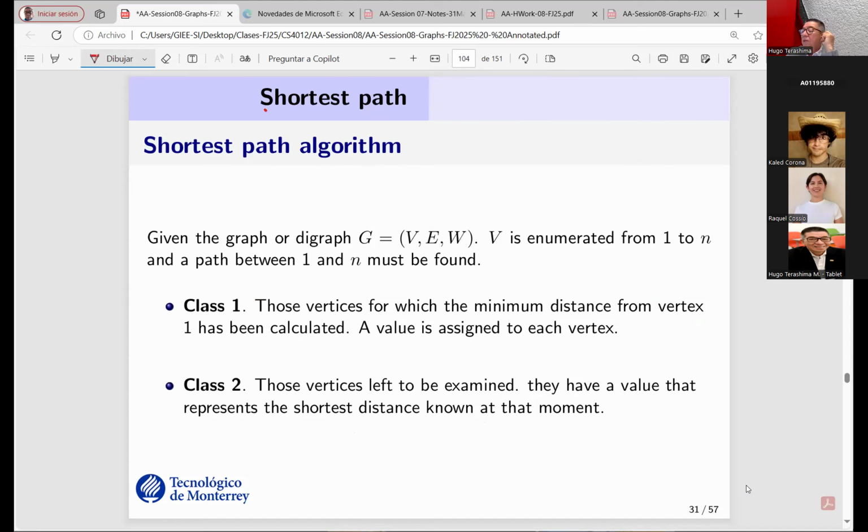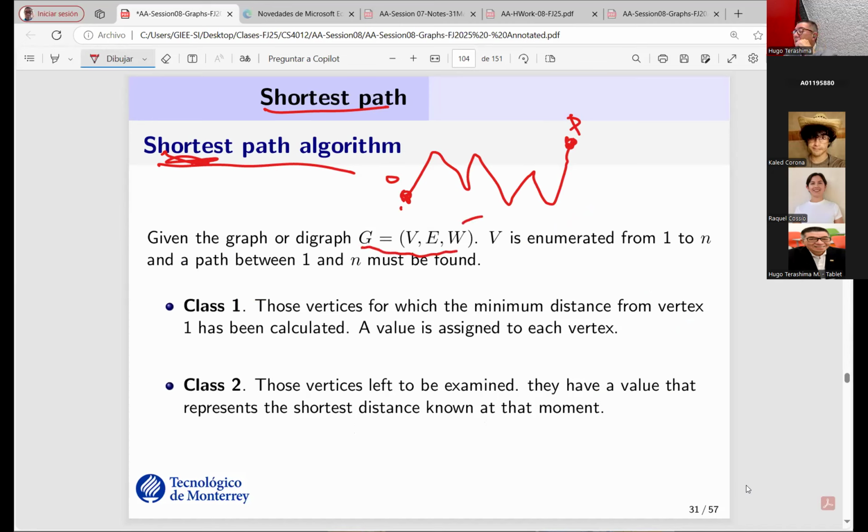Now we're going to move on to a second problem, which is the shortest path algorithm. The shortest path is you have the origin here, and you have the destination there. And then you want to find a path that connects the origin and the destination, but with the idea that it is going to be the minimum, the shortest path, because we have a graph that is weighted also. And the idea is to apply this algorithm.